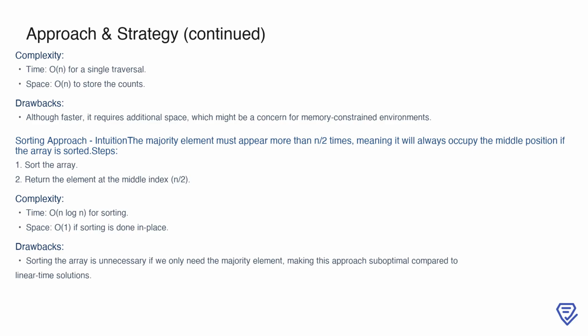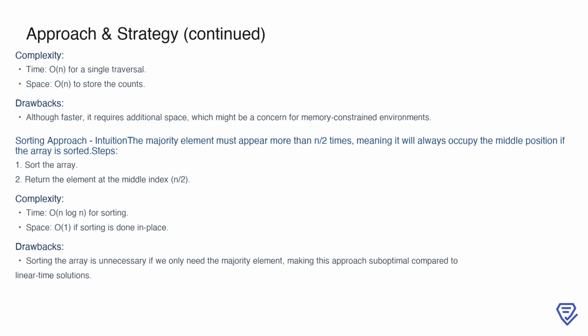Another approach we can consider is sorting. The intuition here is that if the majority element appears more than n/2 times, it will always occupy the middle position in a sorted array. To implement this, we sort the array and then simply return the element at the middle index.